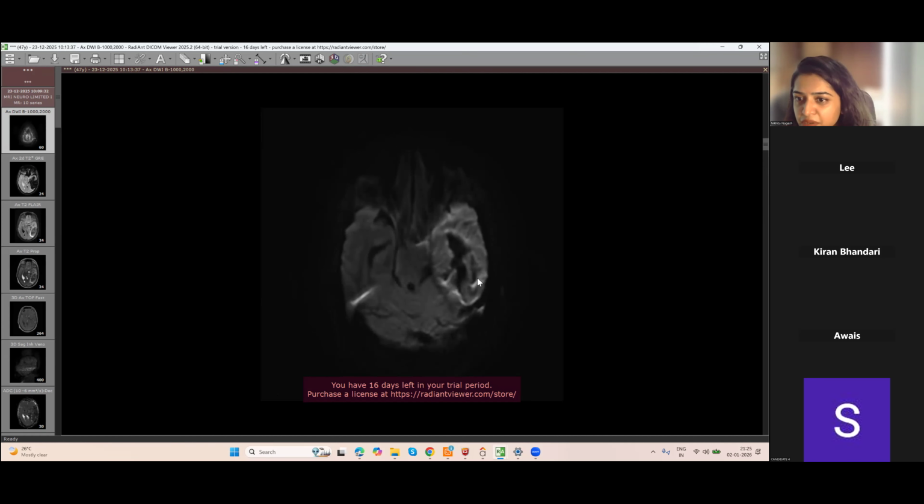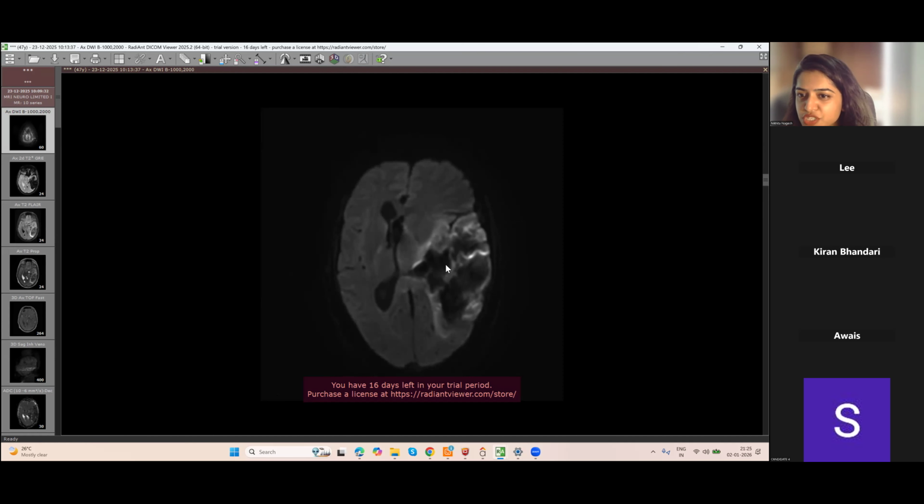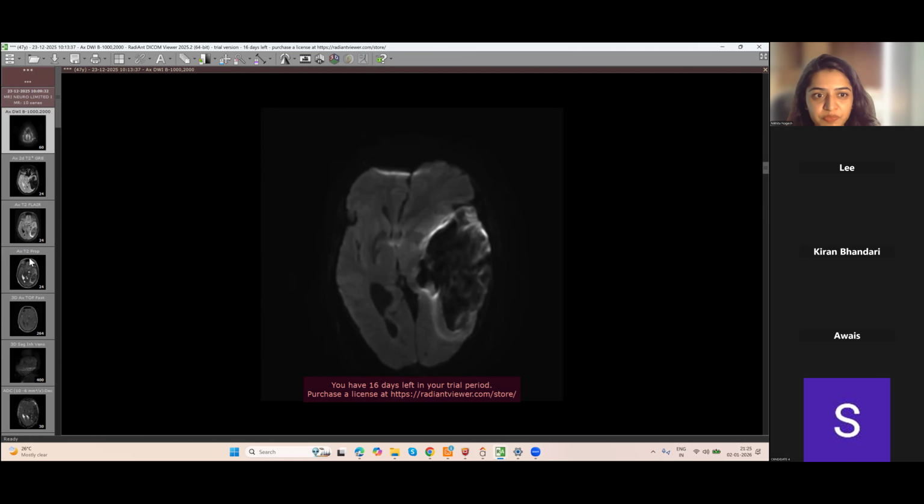But yeah, along with that, there were also a few other areas of diffusion restriction, but mainly the thing you had to pick was the large hemorrhage here. And when you are asking for the next sequence, try to say it like in my routine practice, I would like to look at the GRE images to confirm whether there is blooming. And then the examiner will give it to you.